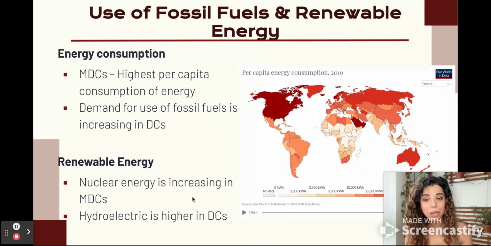For renewable energy, we see nuclear energy increasing in more developed countries as a source of renewable energy. And also hydroelectric is higher in developed countries. So for instance, in Switzerland, hydroelectricity is the primary source just because of all the waterways that are here. So it's a great option for renewable energy.